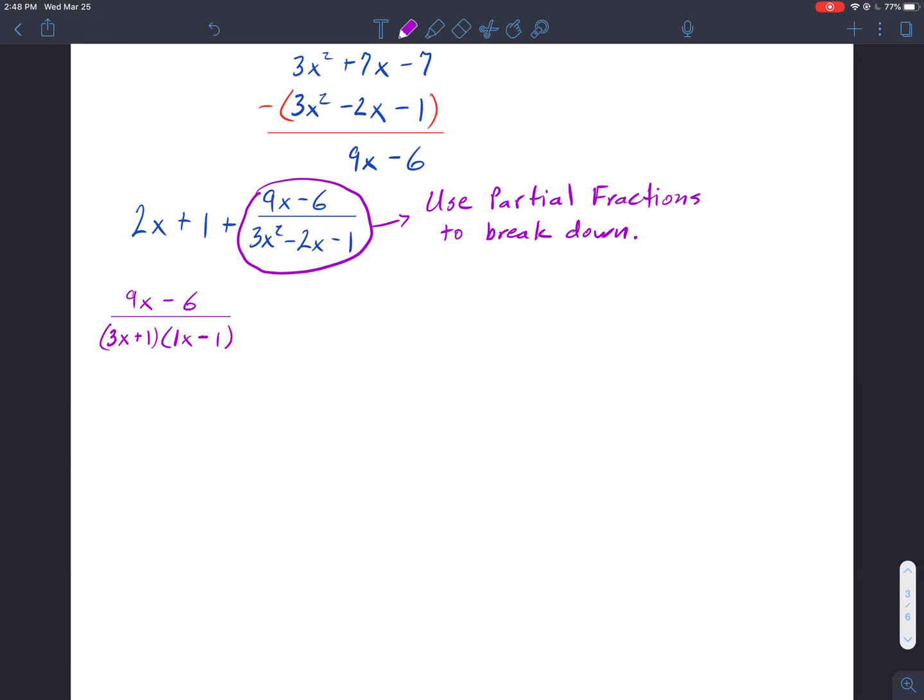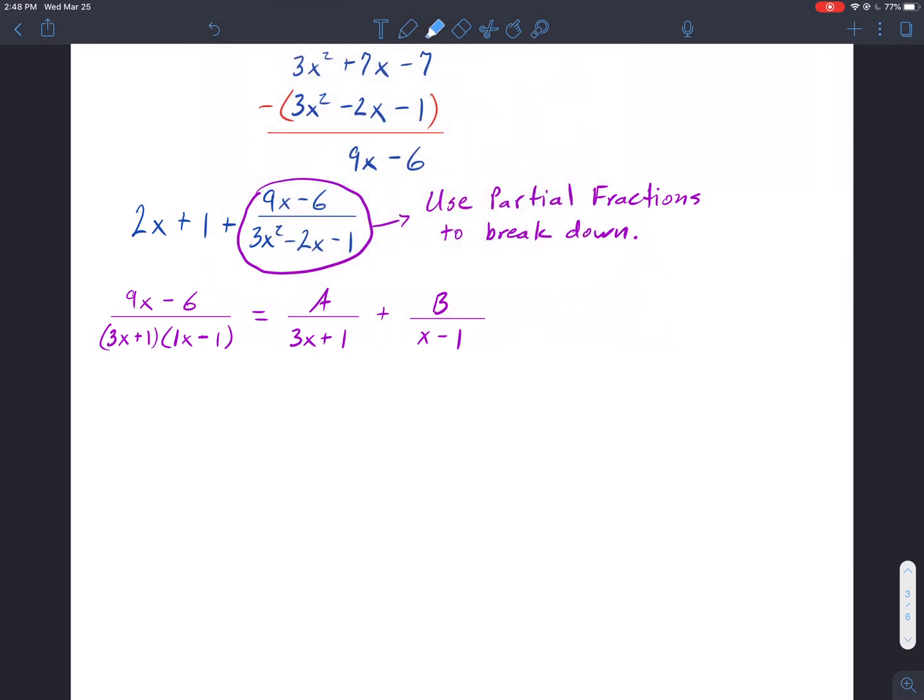All right, you multiply this back out, I guarantee you 3x plus 1 times x minus 1 is the same as this. All right, so 9x minus 6 over 3x plus 1 times x minus 1 is going to break apart into two fractions because we have two factors, some constant over 3x plus 1 and some constant over what is technically x minus 1. All right, so some constant A plus some constant B.